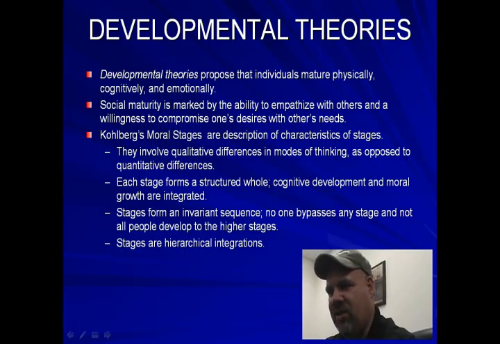Kohlberg's moral stages are a description of characteristics of stages. They involve qualitative differences in modes of thinking as opposed to quantitative differences. Each stage forms a structured whole. Cognitive development and moral growth are integrated. Stages form an invariant sequence. No one bypasses any stage, and not all people develop to the higher stages. Stages are hierarchical integrations.